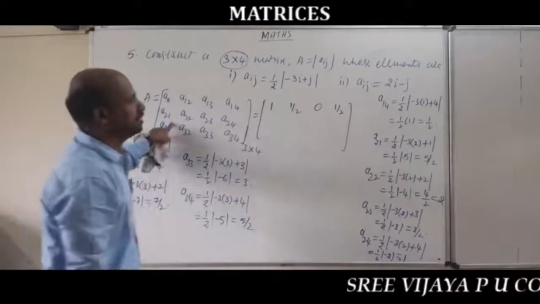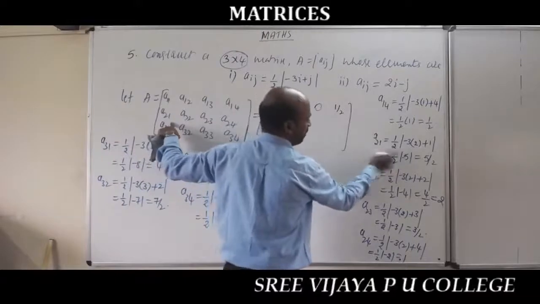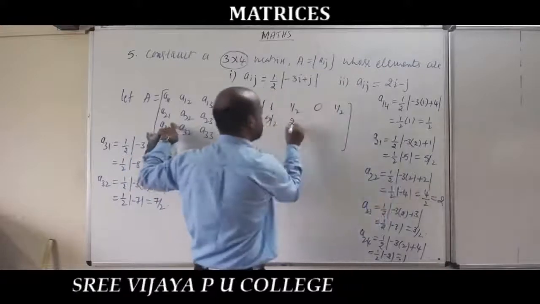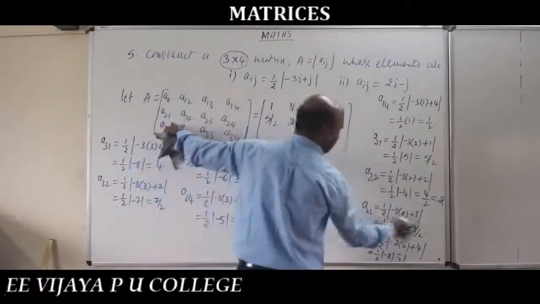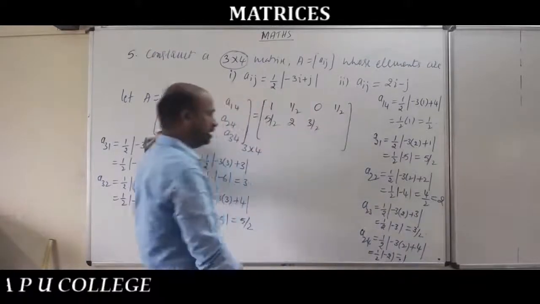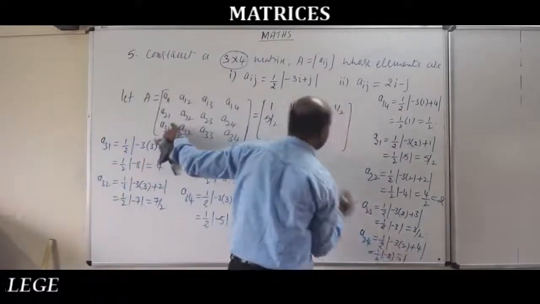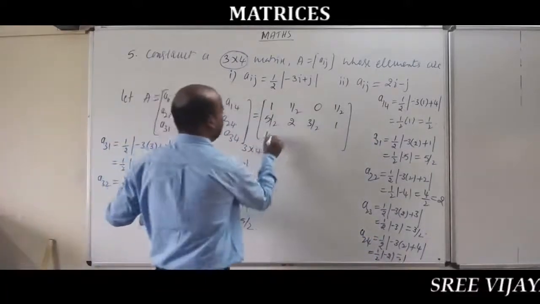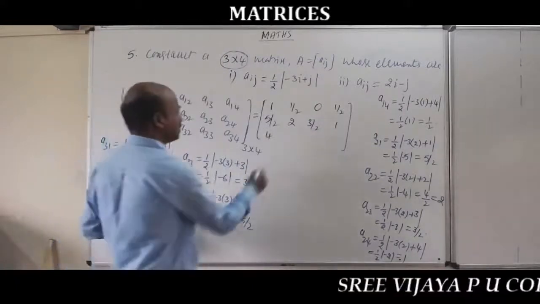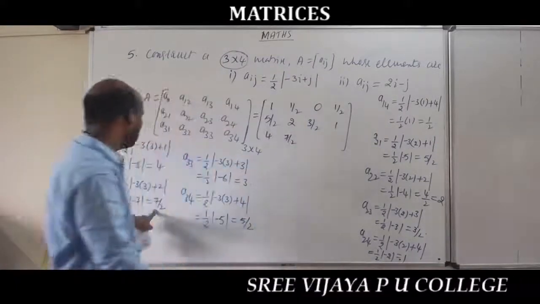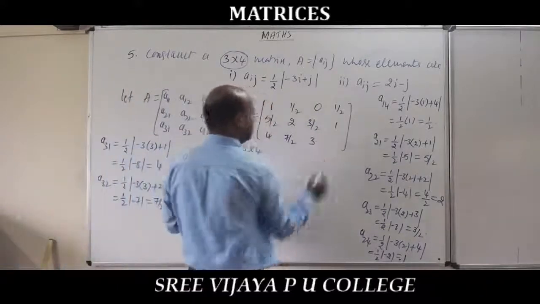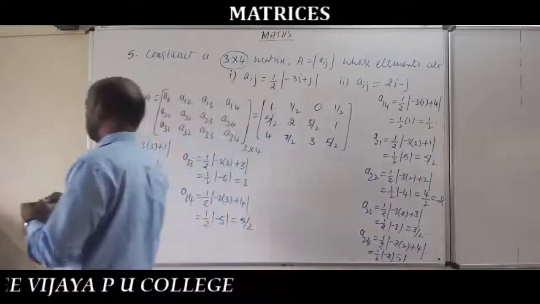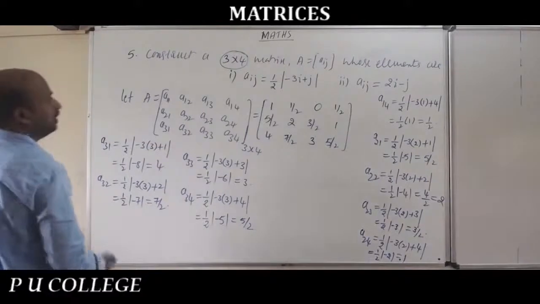Then, second row, first element is 5 by 2. Second row, second element, it is 2. And then, second row, third element, this is 3 by 2. And second row, fourth element is 1. Then, third row, first element is 4, third row second element is 7 by 2, then third row third element is 3, and third row fourth element is 5 by 2. So these are the elements of a matrix of order 3 by 4.